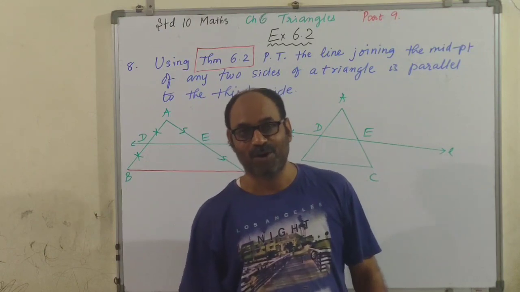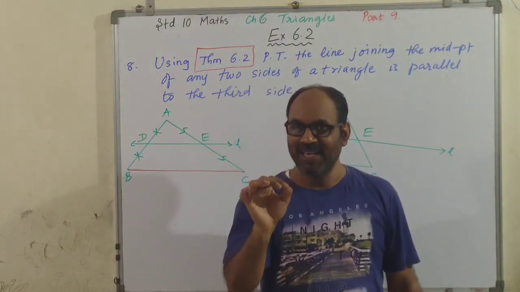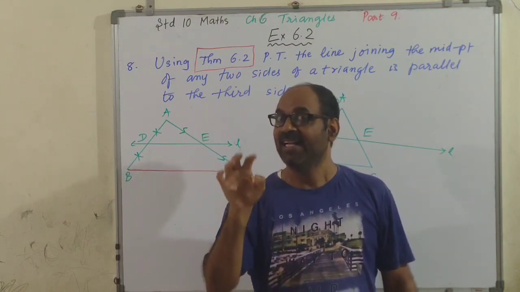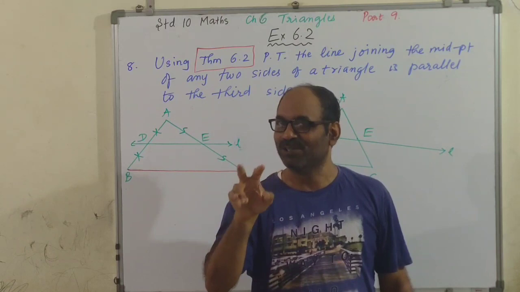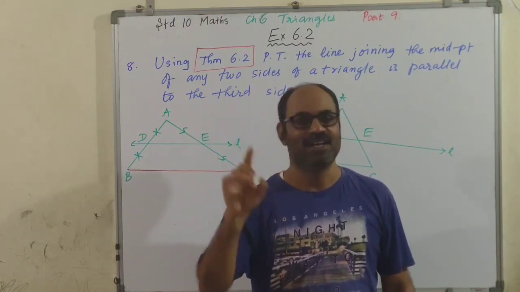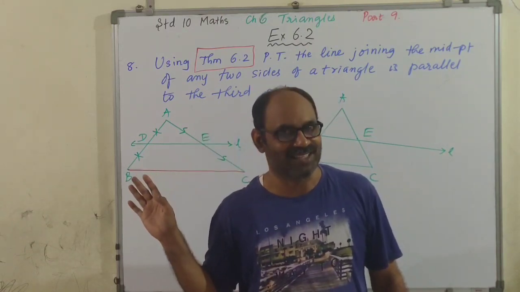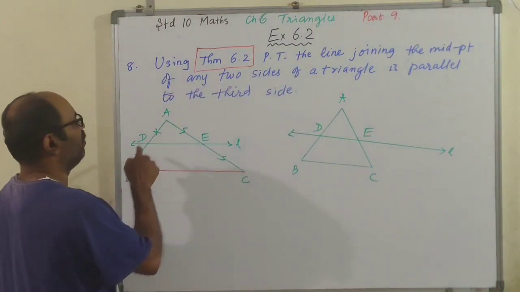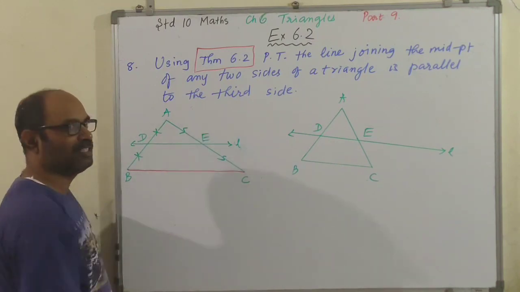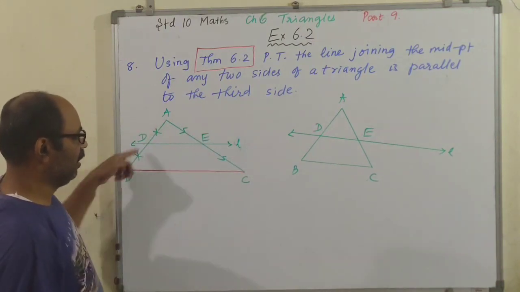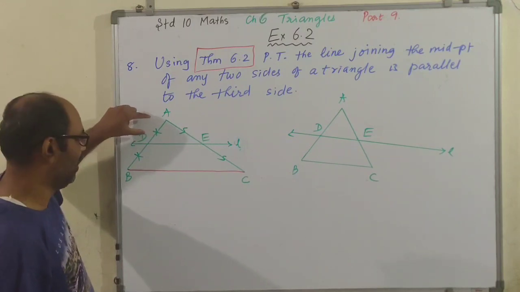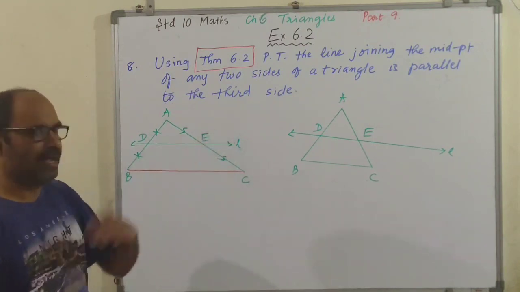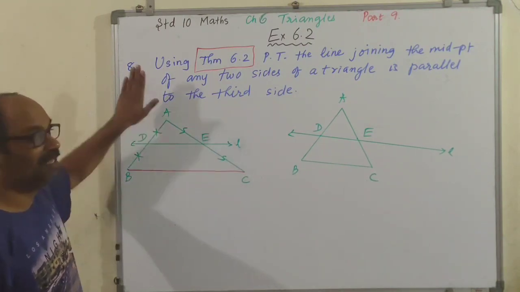What is theorem 6.2? If a line intersects two sides of a triangle in such a way that it divides those two sides in equal ratios, then the line is parallel to the third side. So, to show equal ratio I have to prove AD upon BD equal to AE upon CE. If this line divides these two sides in equal ratios, meaning AD upon BD is equal to AE upon CE, then the line is parallel. Okay, let's keep that aside for now.